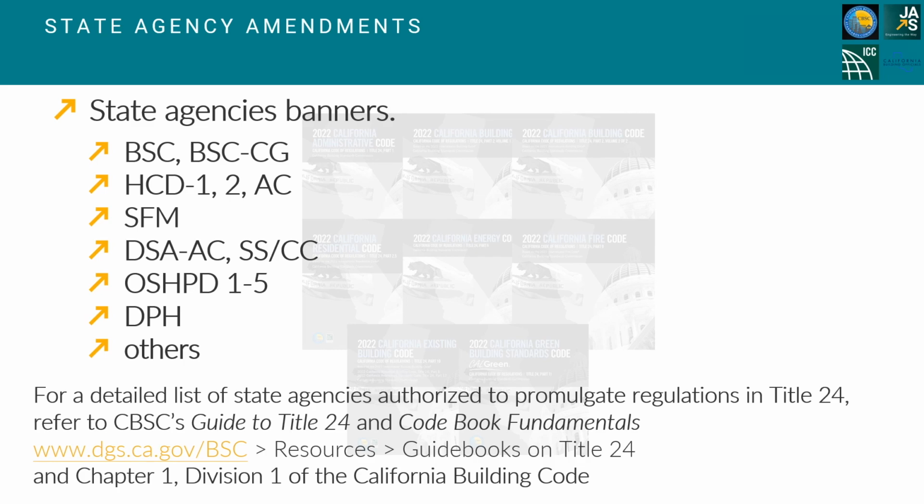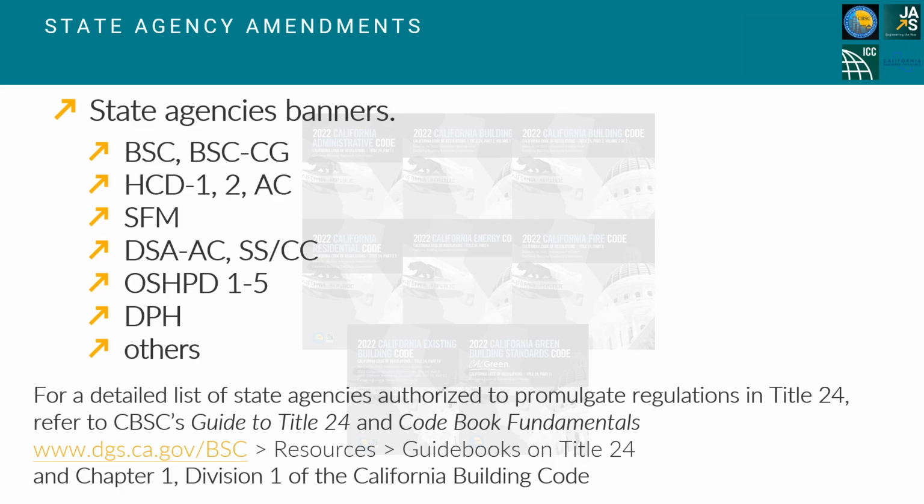State agencies are authorized in law to promulgate regulations in Title 24. While the Building Standards Commission is authorized to adopt Title 24 on behalf of the state, the BSC banner amendments only apply to specific occupancies, and these are state buildings, UC, and CSUs. If a local jurisdiction wished to adopt those amendments, they must cite them in their ordinance. The BSC CG banner is for green building standards for all non-residential occupancies, and unless a local jurisdiction is adopting a green tier, no ordinance is necessary for those amendments because the green building standards apply to all non-residential occupancies.